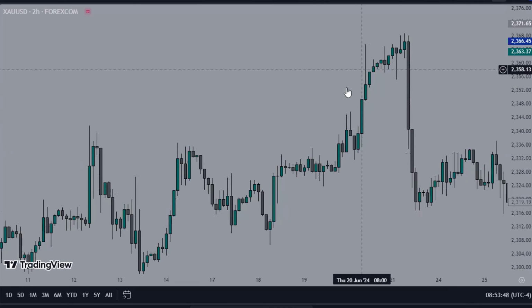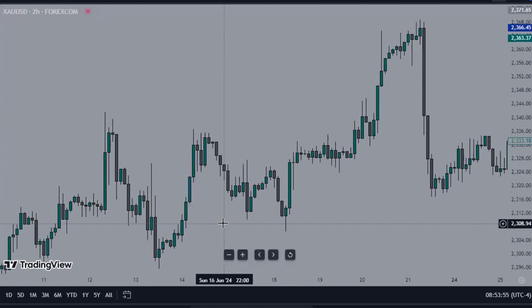This is order flow right here. All right, if price has pushed up here, why did price push up here? Why did price head down here? It is all order flow.